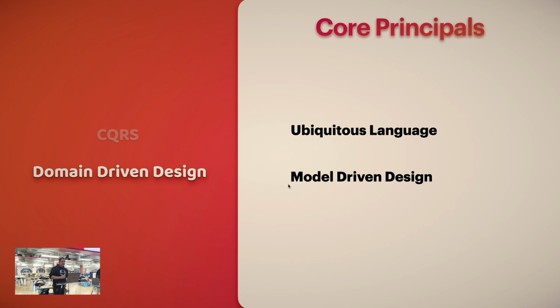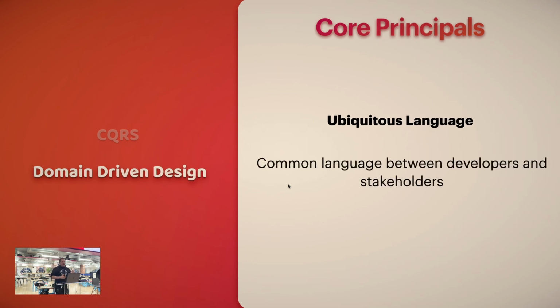Now, when we have a look at the other approach that we want to talk about today, it is domain-driven design. And the core principle of domain-driven design are these two things. It's a ubiquitous language and a model-driven design. The ubiquitous language describes a language that is spoken between developers and stakeholders. And this is something which is really, really important, because developers and stakeholders, the business team, are two different teams. And these two different teams, they often don't speak with each other.